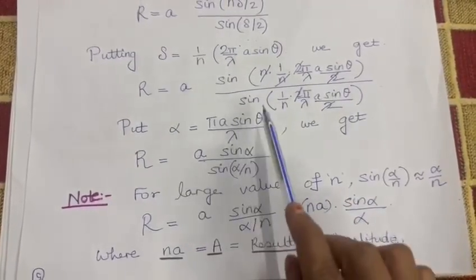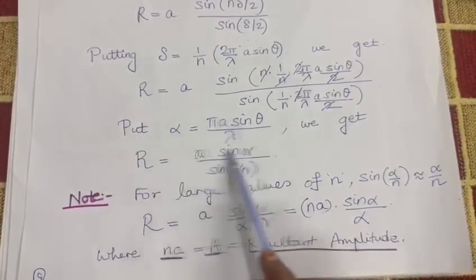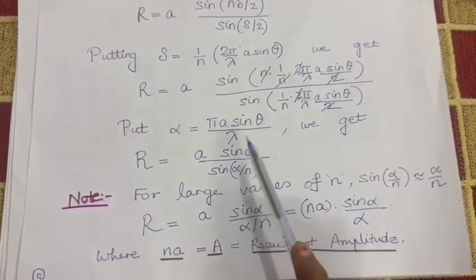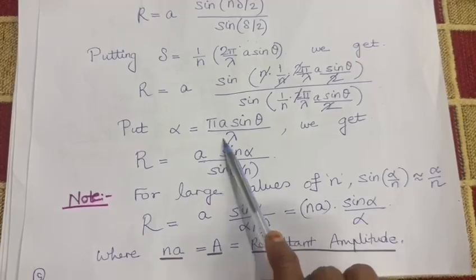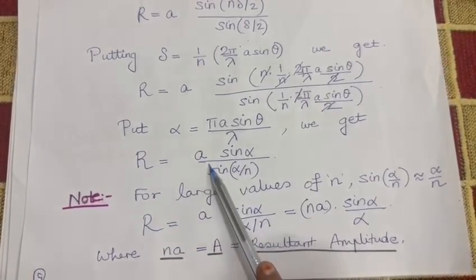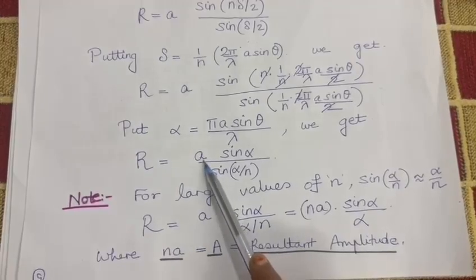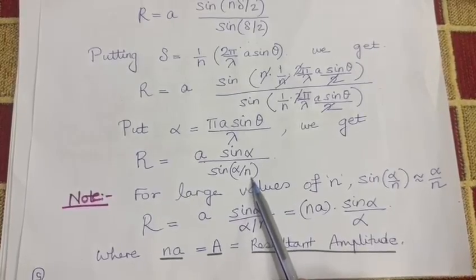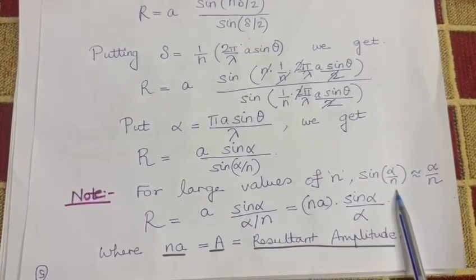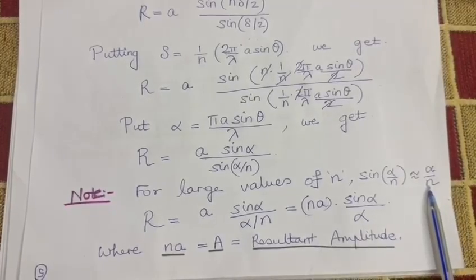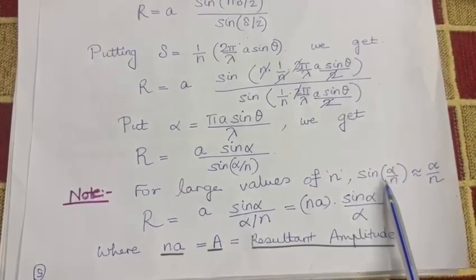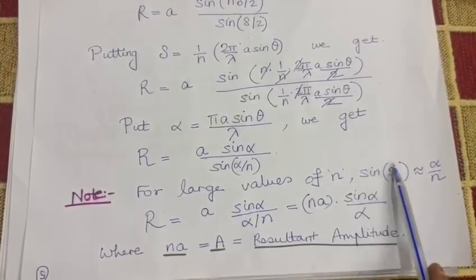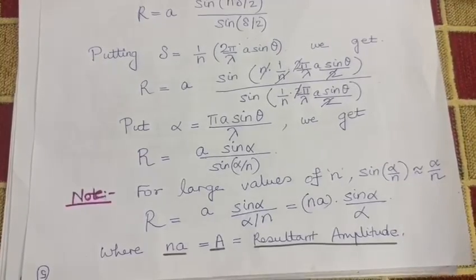This gets cancelled and assume alpha equal to pi A sine theta upon lambda. When we put this value of alpha, we get the expression for resultant intensity equal to A sine alpha upon sine alpha by n. We know that for small values, sine theta tends to theta. So when n is large, this value will be less.